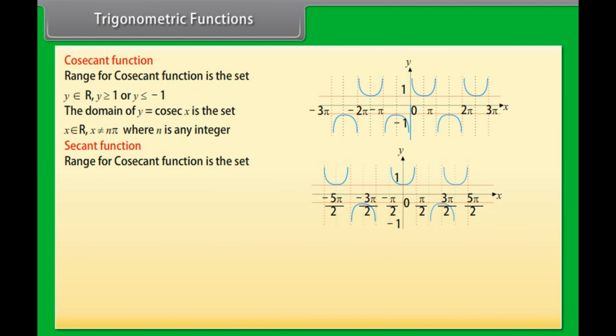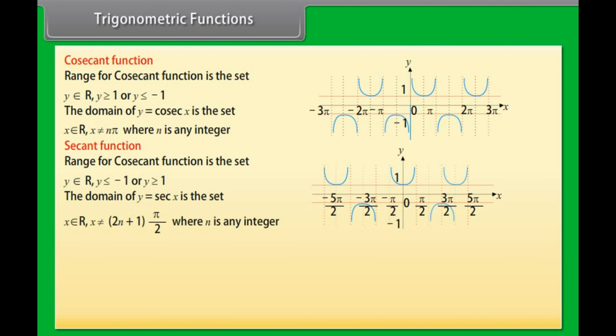Range for the cosecant function is the set y belongs to real numbers, y less than or equal to -1 or y greater than or equal to 1. The domain of y = sec x is the set x belongs to real numbers, x not equal to (2n+1)π/2, where n is any integer.